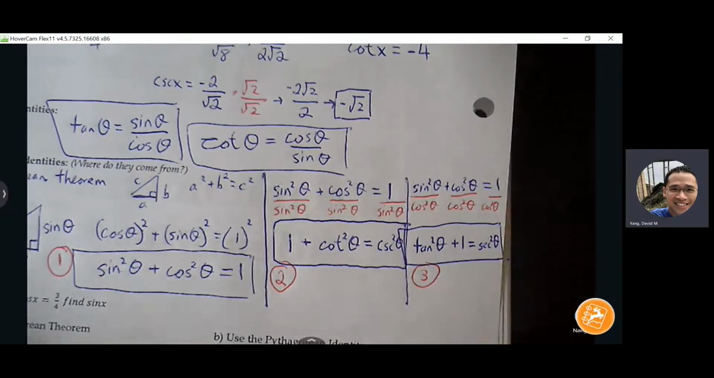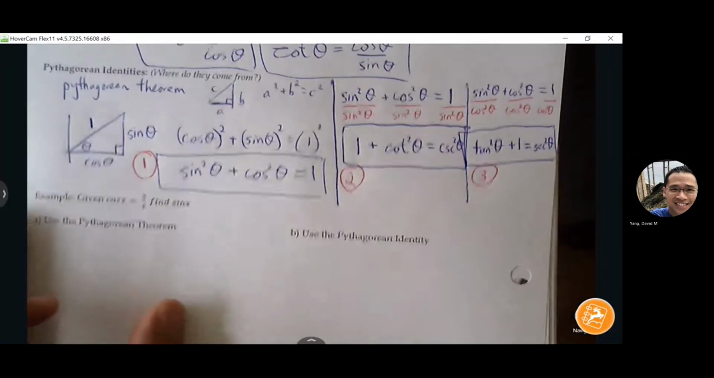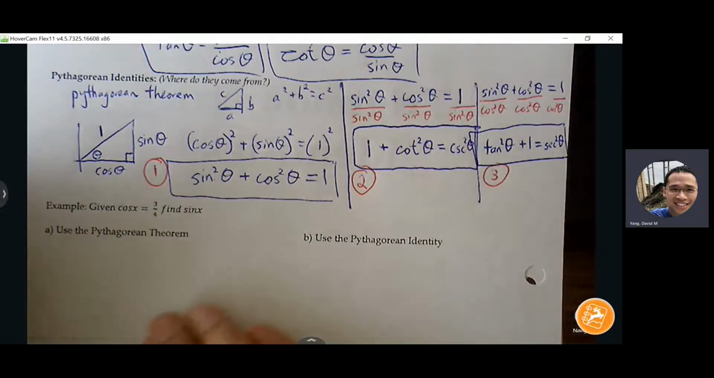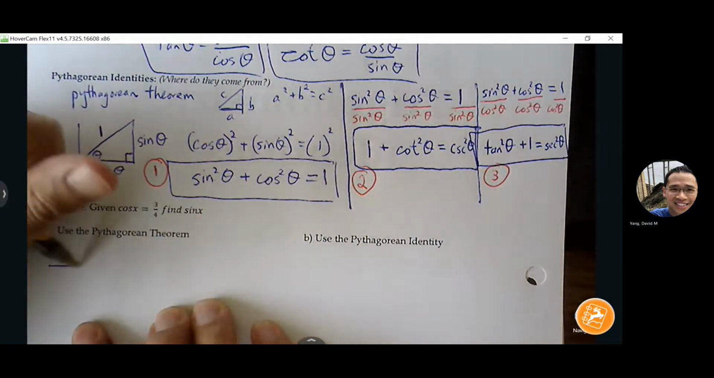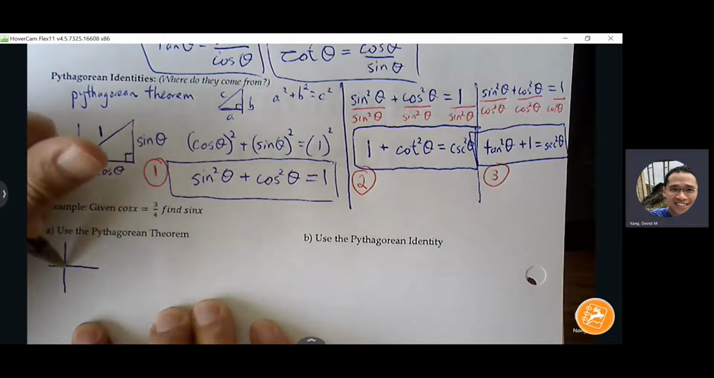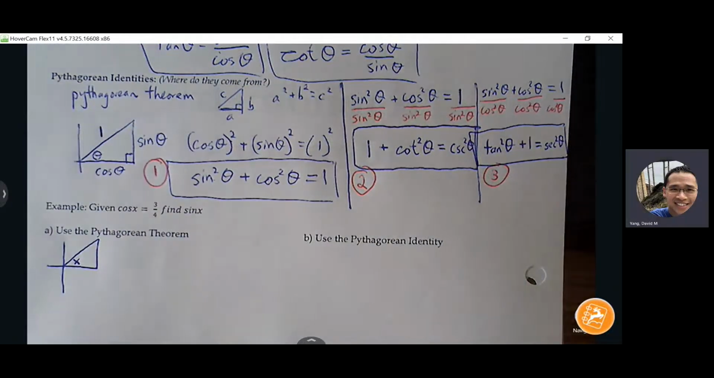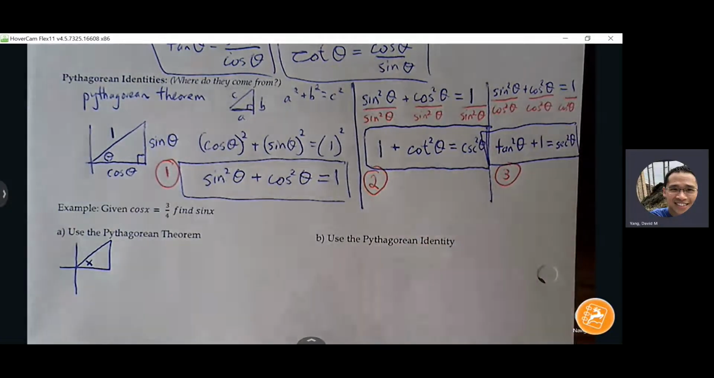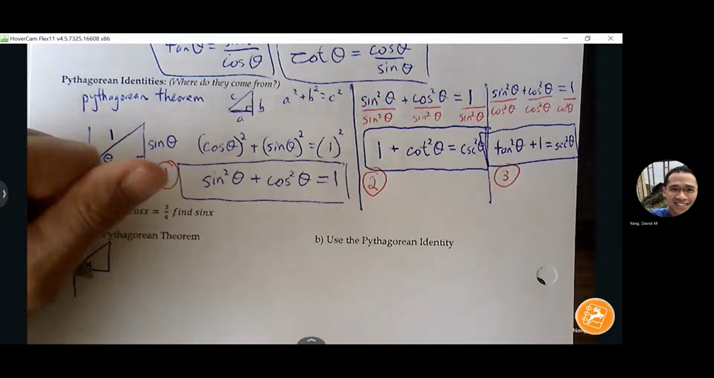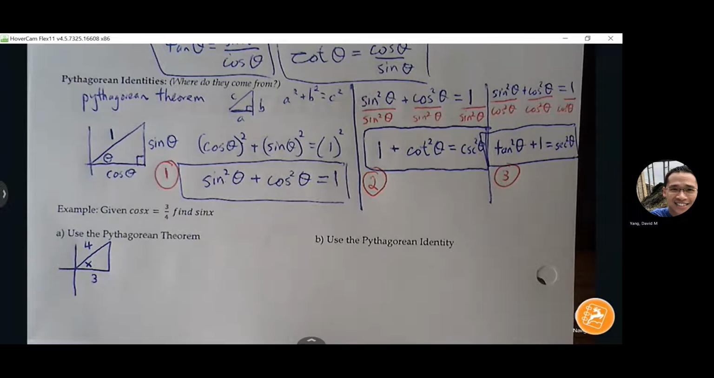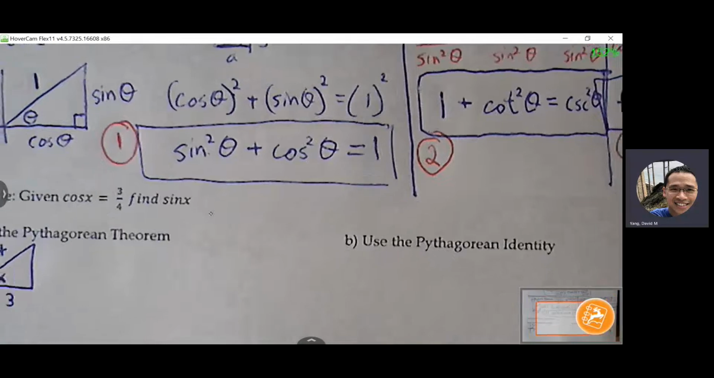Okay, example 1. Use Pythagorean theorem. Given that cosine of x is 3/4, find sine of x. So let's build our triangle. We know if cosine of x equals 3/4, we can use SOHCAHTOA to fill out the sides, right? Cosine is adjacent over hypotenuse. What can I use to find my missing side? Yeah, a squared plus b squared equals c squared.